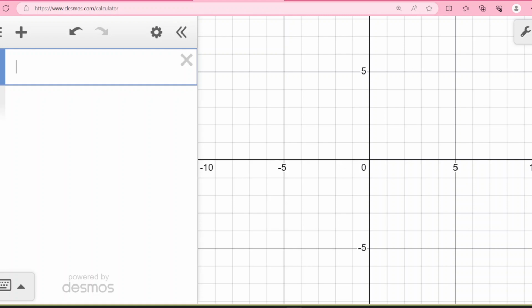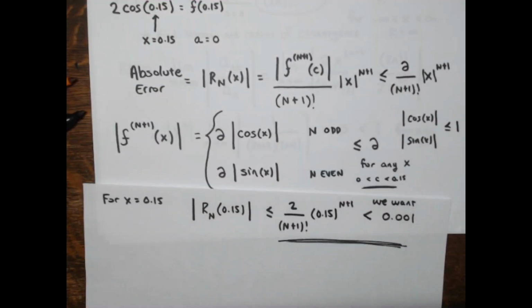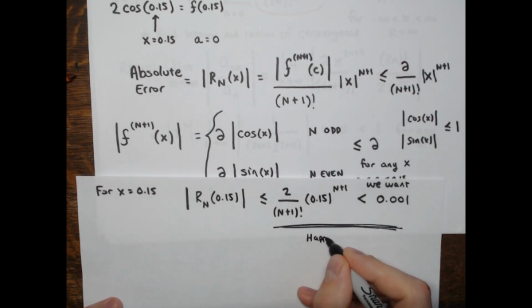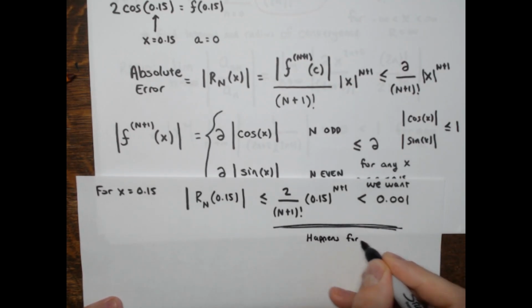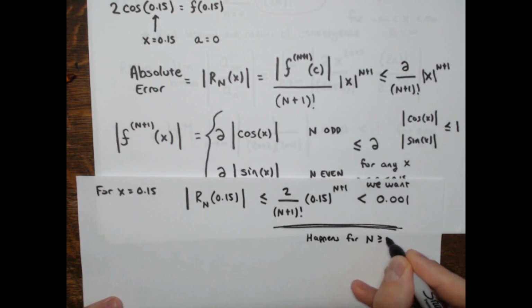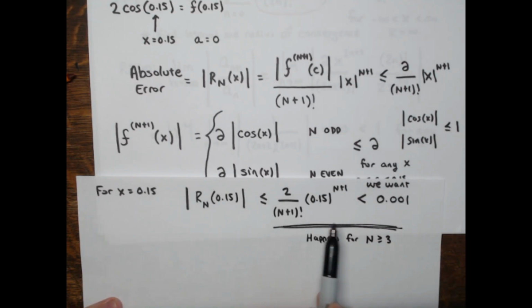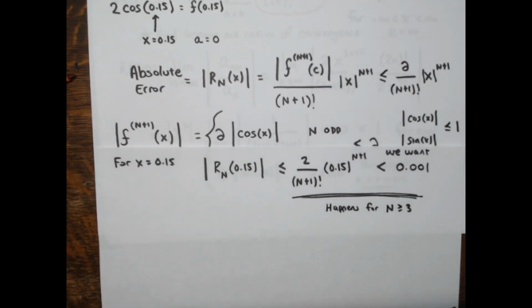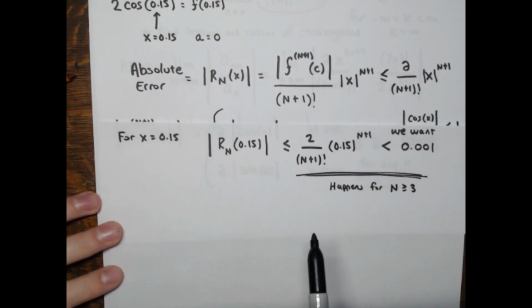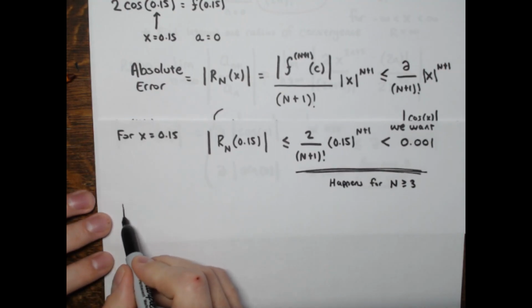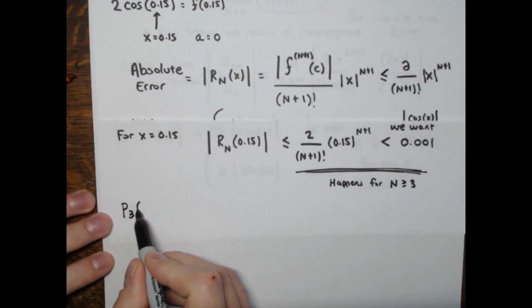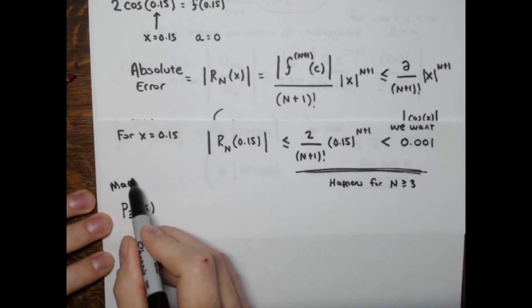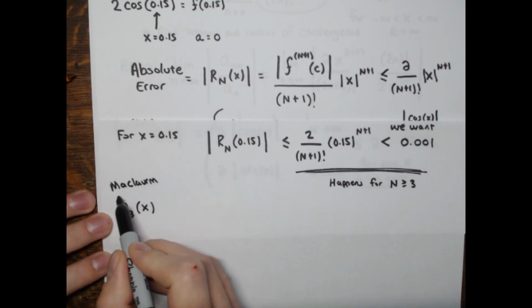So back to paper. So this happens for capital N greater than or equal to 3. Again, when n is 3 or greater, this will happen. You'll have an error less than a thousandth for sure. Well, let's see that. What is the third Maclaurin polynomial? Maclaurin polynomial, Taylor polynomials.